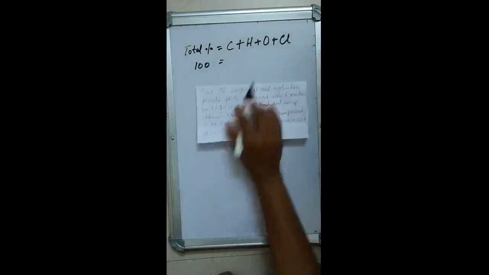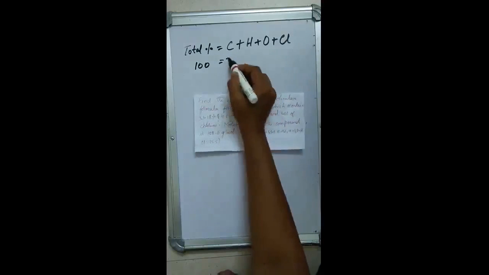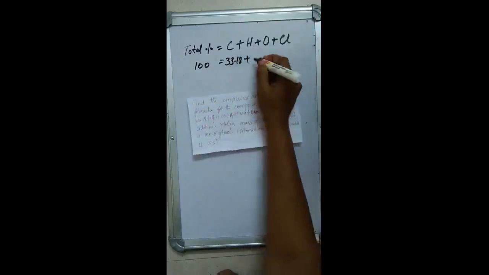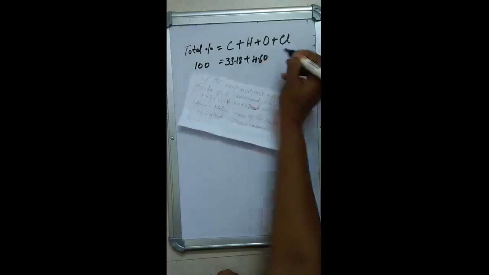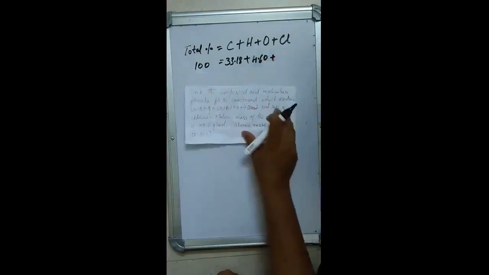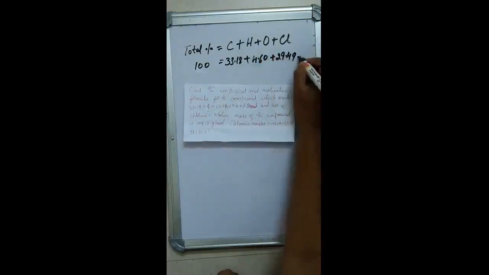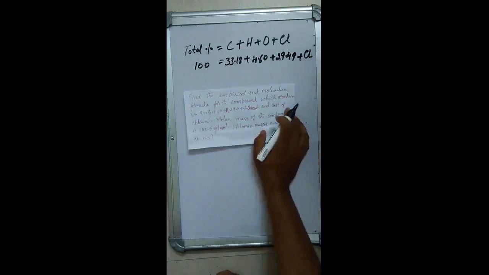Carbon, what is the carbon percentage given? Carbon is 33.18. Hydrogen is given as 4.60. Oxygen is given as 29.49. Chlorine, I don't know. It is the rest, so chlorine we have to calculate. So this is the method of calculation.